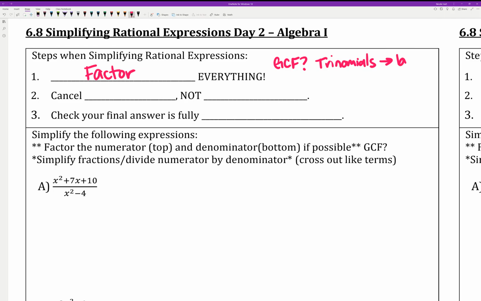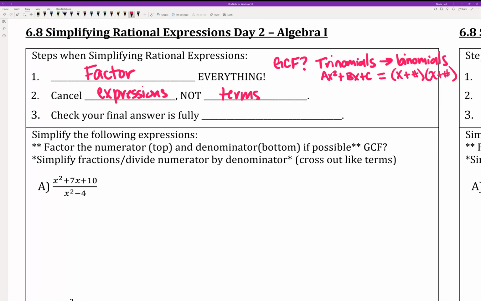into binomials. So if we have ax squared plus bx plus c, we need to turn that into x plus a number and x plus a number. We need to cancel out expressions that are equivalent, not individual terms. So we have to be very cautious of this. Sometimes we accidentally cancel out a variable where we're not allowed to cancel out a variable or a number, etc.